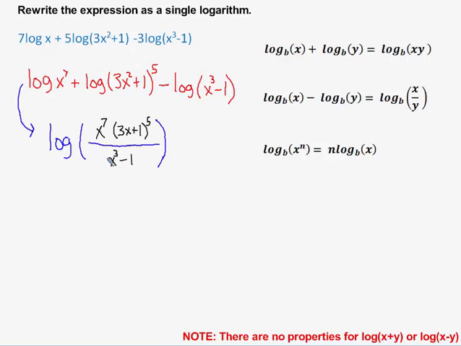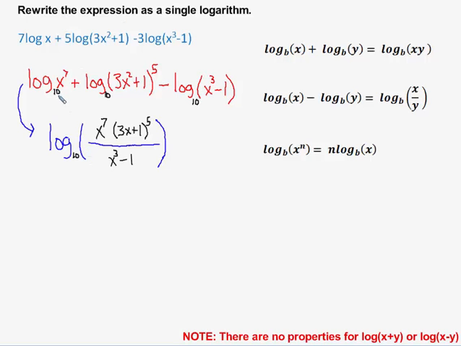Notice it's not necessary for me to put parentheses around the quantity x cubed minus 1, because a division bar is a grouping symbol in itself. So you can either write your answer with the parentheses in the denominator, that's fine, or you can leave them off. Notice that I started with a base 10 logarithm on all three terms, and I end with a base 10 logarithm in my simplified answer. And now I've rewritten the expression as a single logarithm.